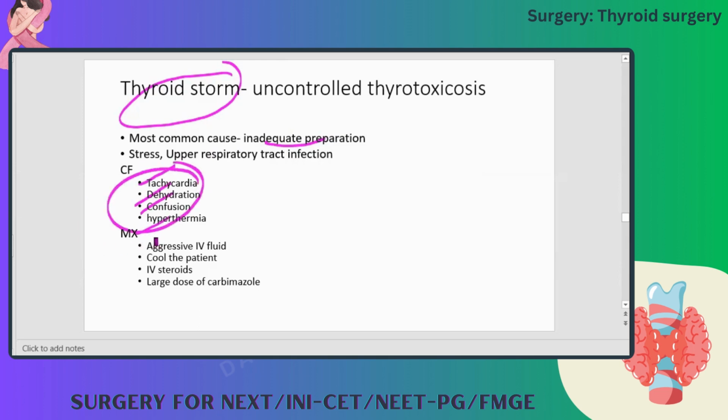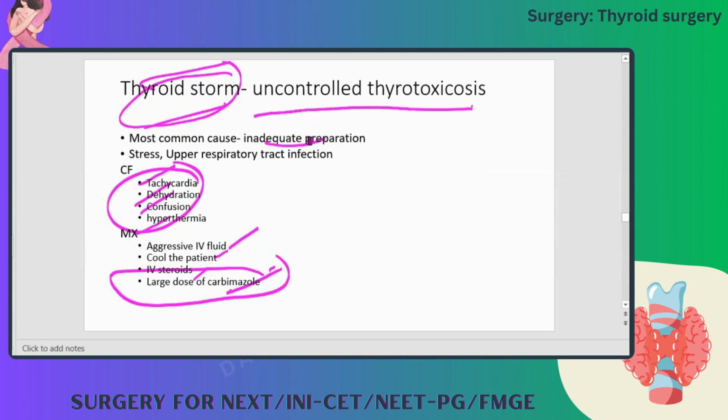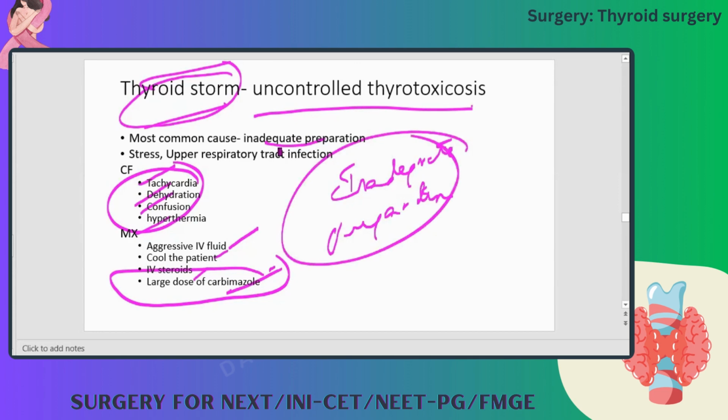Okay, so how to manage this? This is a life-threatening emergency. So you have to aggressively give IV fluids, cool the patient, give IV steroids, and a large dose of carbimazole. You should have given it before surgery also. So this thyroid storm is seen in an inadequately prepared patient. If the patient is inadequately prepared, then thyroid storm will be there. Okay. Yes, no? Yes, sir.